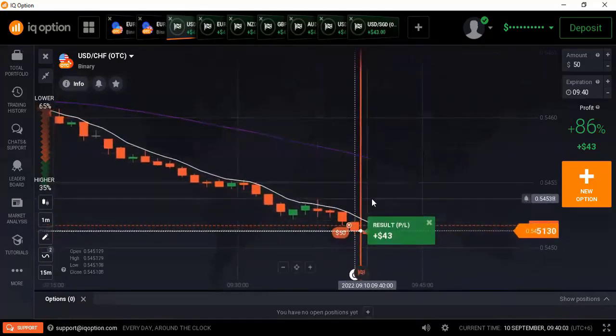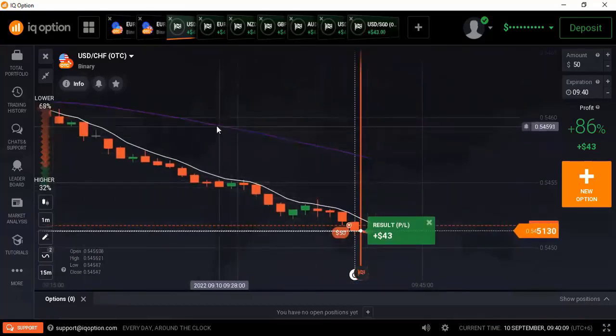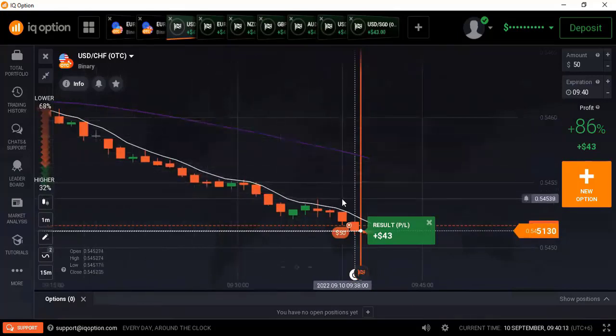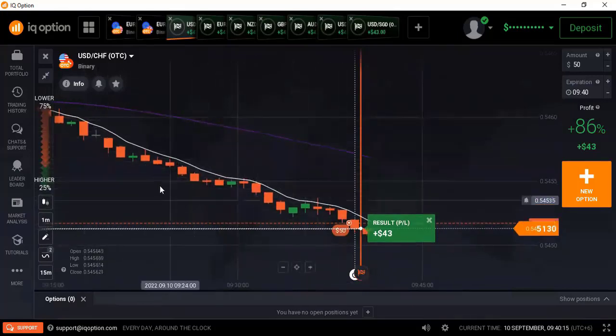Yes, this is my another winning trade. So why did I place my trade here? Because now the market is moving below the 50 EMA and 5 EMA, and all of the candlesticks here are bearish candlesticks except 5 candlesticks here. So that means sellers are so strong.